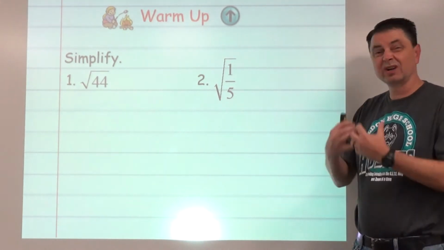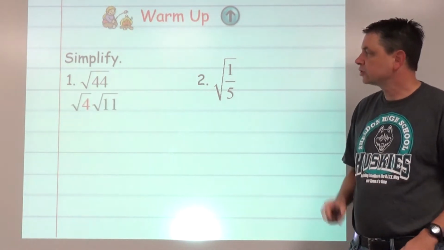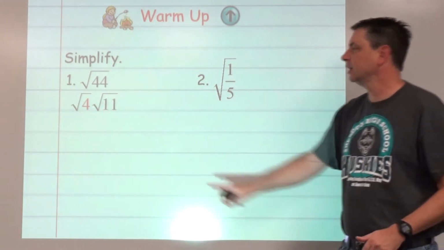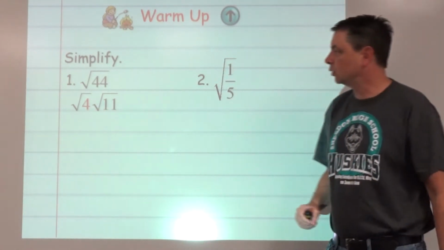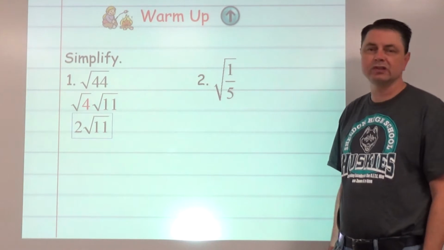All right, number 1, we're going to split that up with the product property: square root 4 times square root 11, as 4 is a perfect square. And then that becomes 2. So our final answer is 2 times the square root of 11.